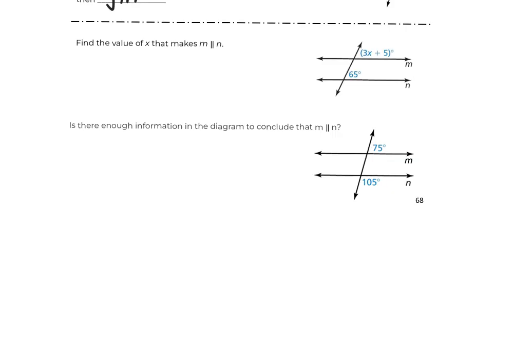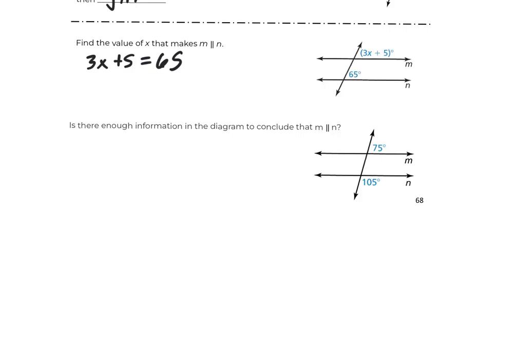In order for these two to be parallel, what would have to be true about these two angles? They would have to be congruent, right? So 3x plus 5 must equal 65. Those two would have to be equal in order to make these two lines parallel. But I want to know what value of x is going to make that true. And we have to read carefully what they are asking for. So here we're solving for x.